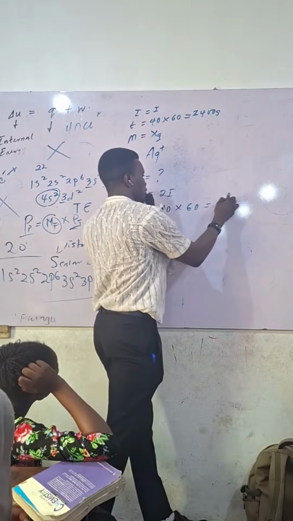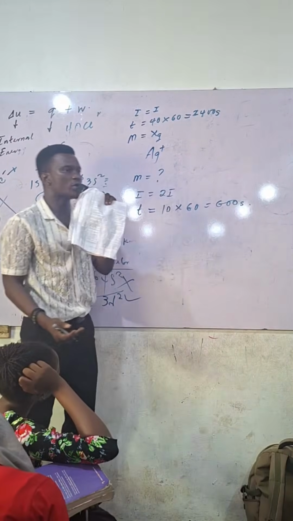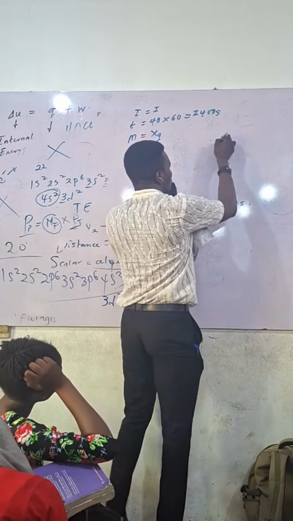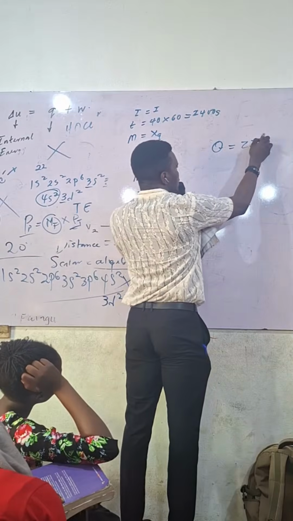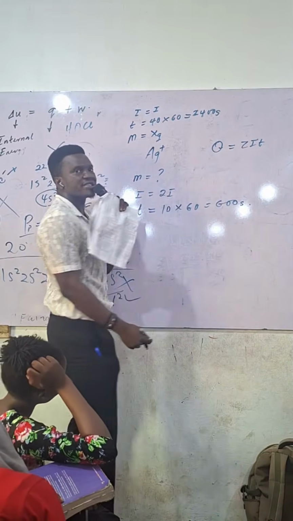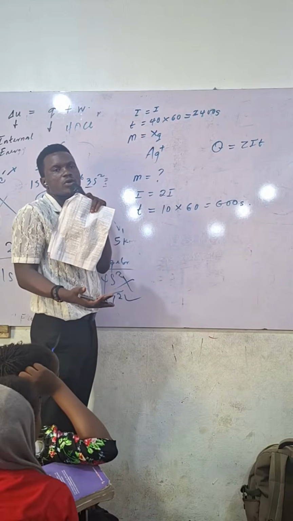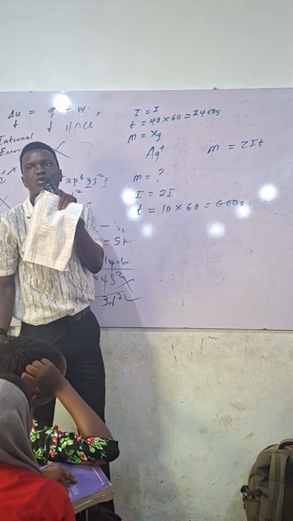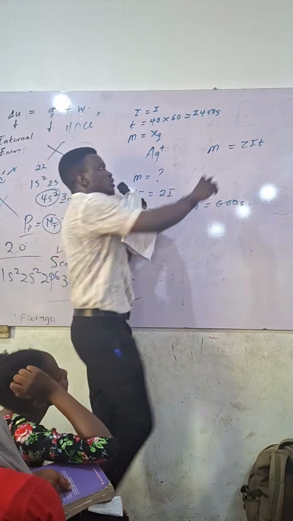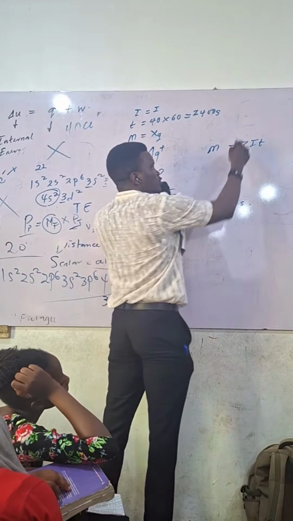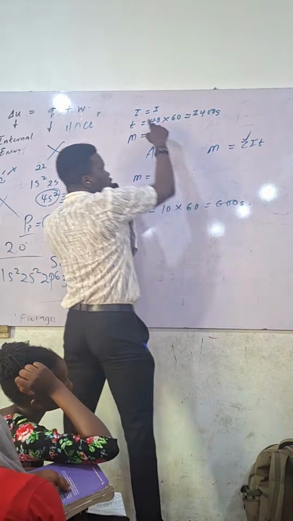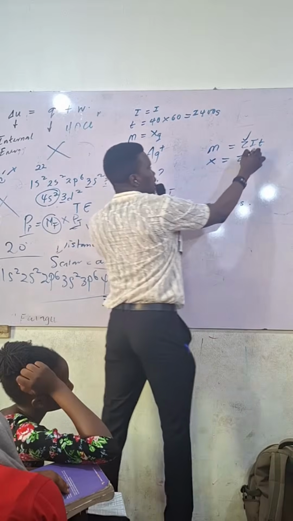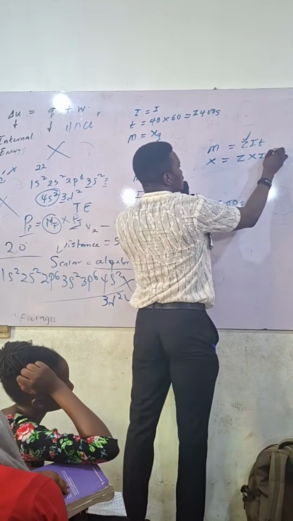Share your idea. So that's what we have. When you have something like this, Q is equal to ZIt. Since it's the same metal, the electrochemical equivalent Z will still be the same. So for this one, X is equal to Z times I times 40 times 60.